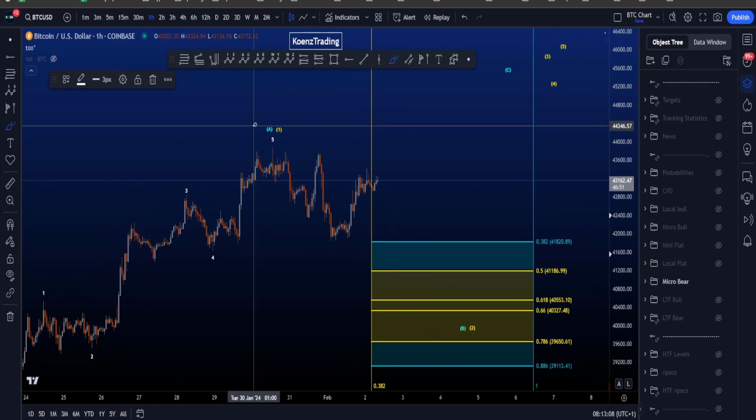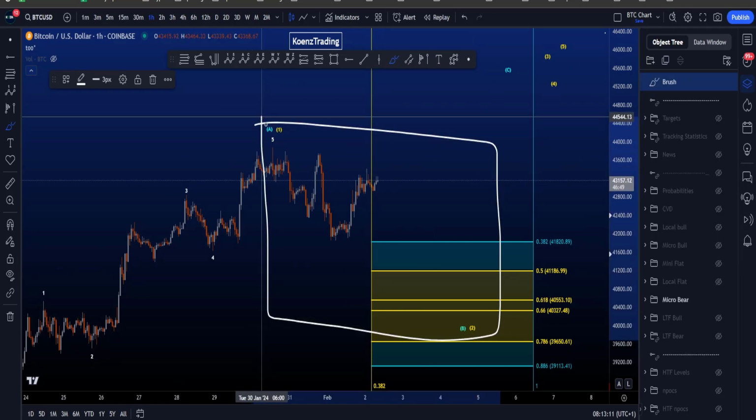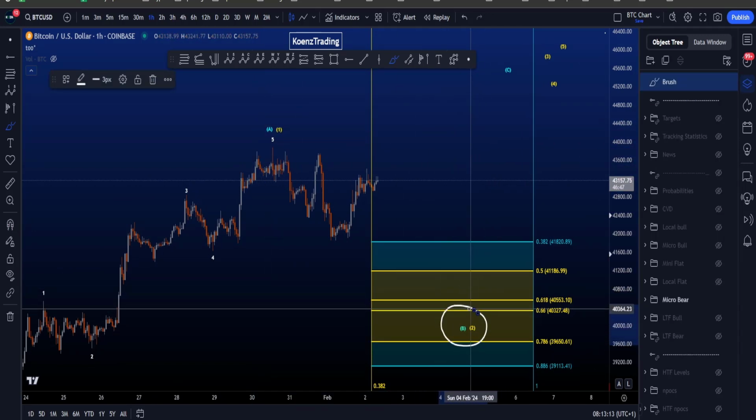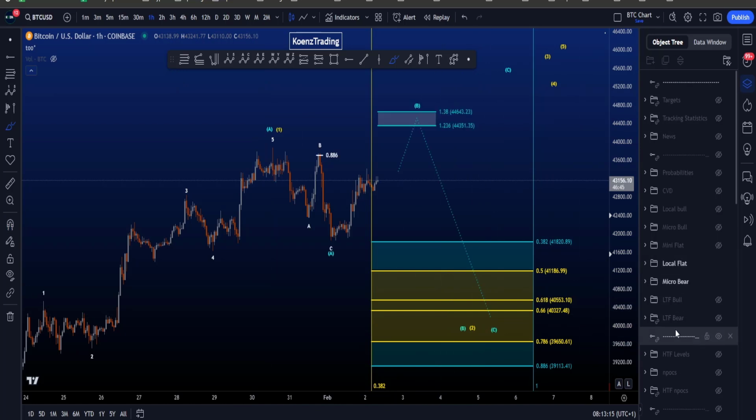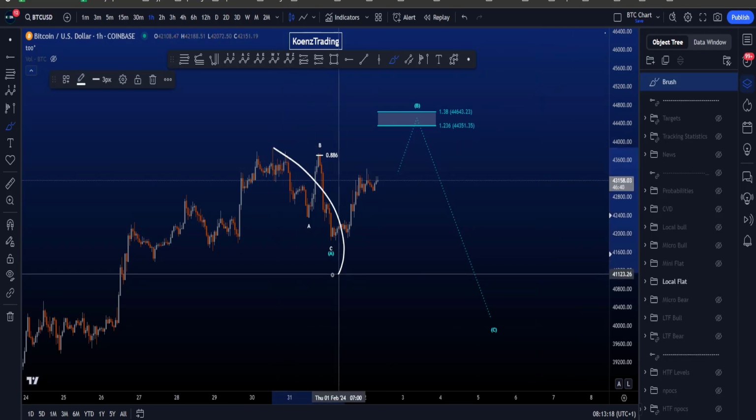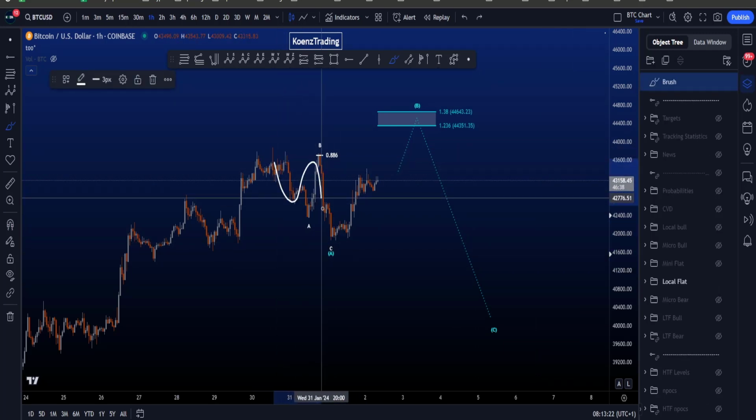If we then zoom in to this structure over here, so we're going to look at the corrective structure of a wave B or wave 2, then we have to look for this 3-wave flat structure here, where we then have a wave A to the downside in 3 waves, a zigzag.